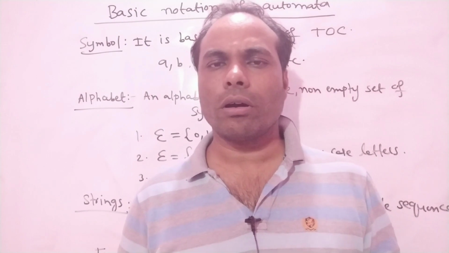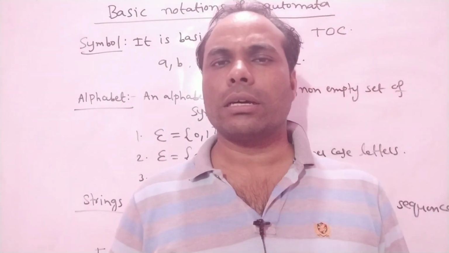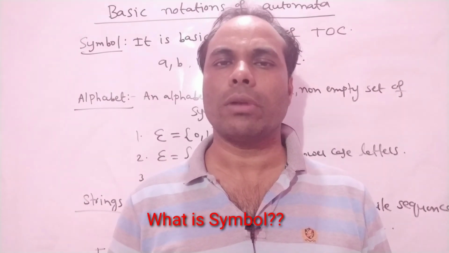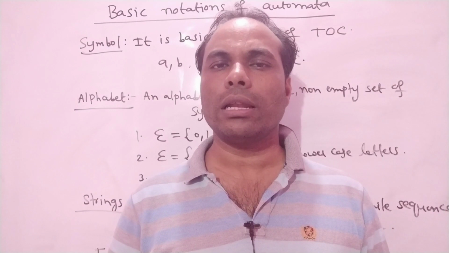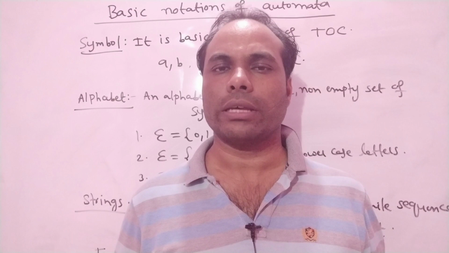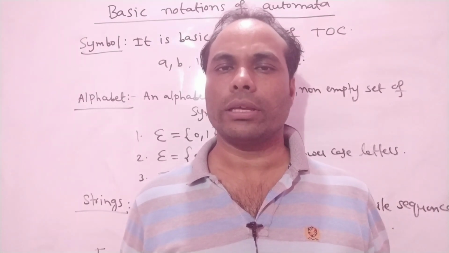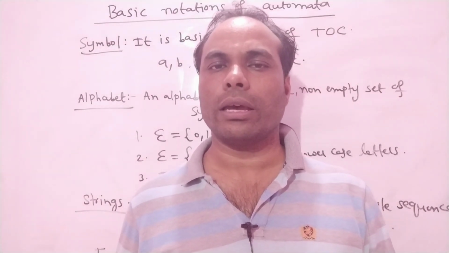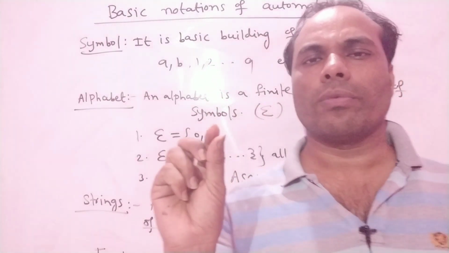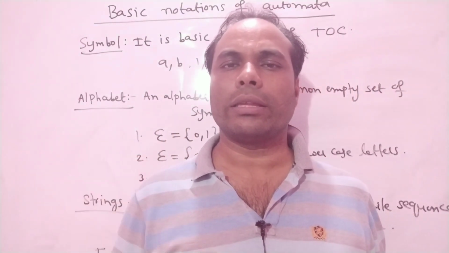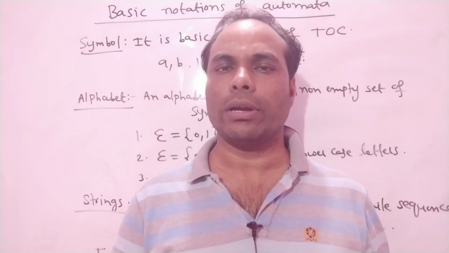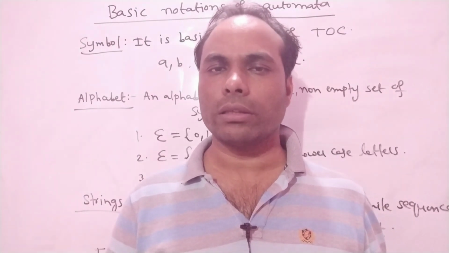In the theory of automata, the basic thing is the symbol. Symbol is one of the basic blocks of the theory of automata. The symbol you are representing can be anything: letters, alphabets like A, B, C, or numbers like 1, 2, 3. Any specific symbol you can represent in the theory of automata. That is the basic building block of the theory of automata. That is the first thing you should know, a symbol. From the symbol only you are able to define the remaining things.